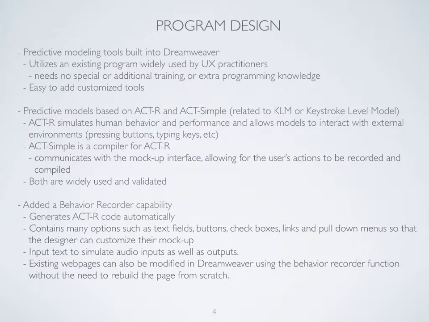The authors added a behavior recorder capability to Dreamweaver, which generates the ACT-R code automatically. And the behavior recorder capability in Dreamweaver contains many options such as text fields, buttons, checkboxes, links, and pull-down menus, so the designer can customize their mockup. You can input text to simulate audio inputs as well as outputs. And existing web pages can be modified in Dreamweaver using this behavior recorder function without the need to rebuild the page from scratch.